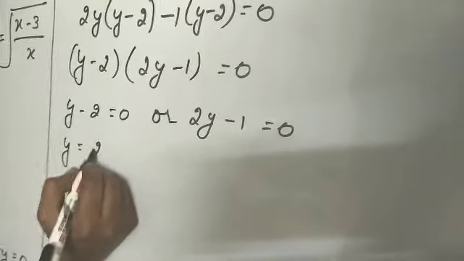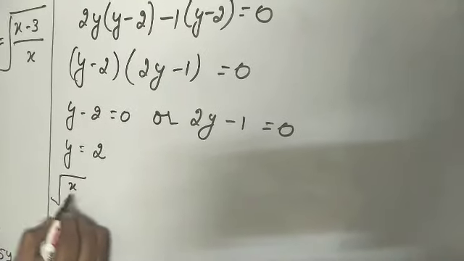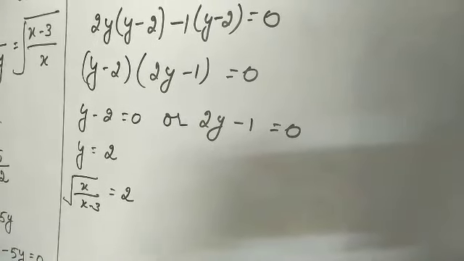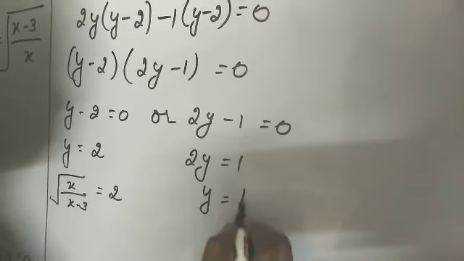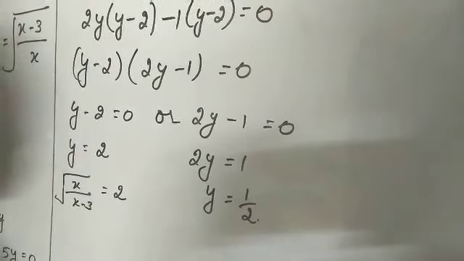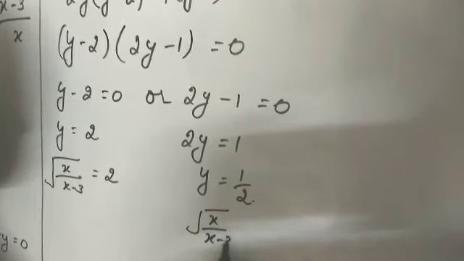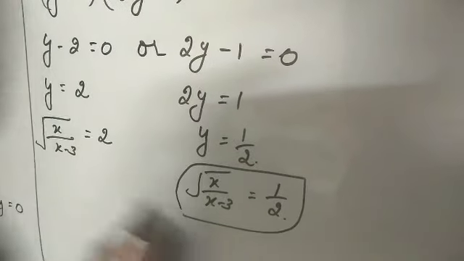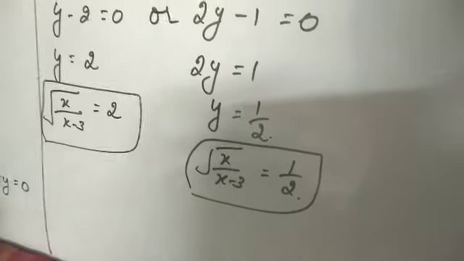Y is equal to 2, that is under root x upon x minus 3 is equal to 2. And here 2y is equal to 1. Y is equal to 1 upon 2 and in the place of y, under root x upon x minus 3 is equal to 1 upon 2. Okay, you got this? Again we have to solve it.